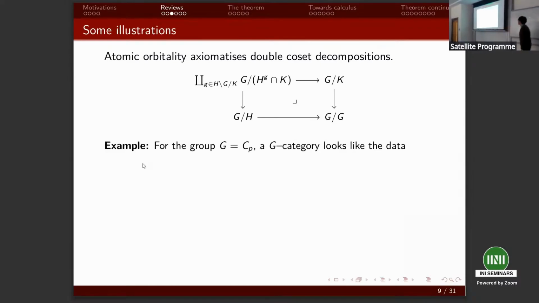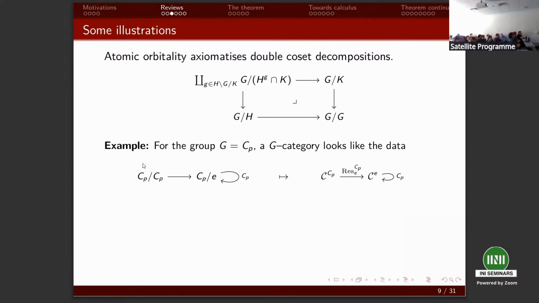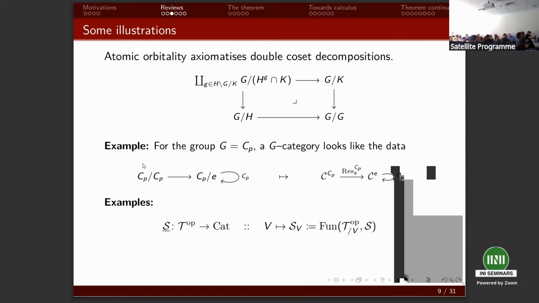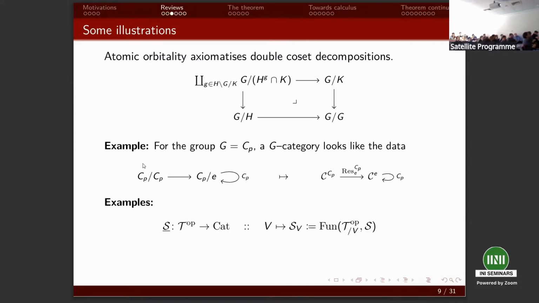Just for some visual intuition, for the group C_p, the orbit category looks like this, and so a C_p-category literally just looks like assigning a category for the subgroup C_p, a category for the subgroup e, equipped with a C_p action together with the different functors. Here are some important examples.